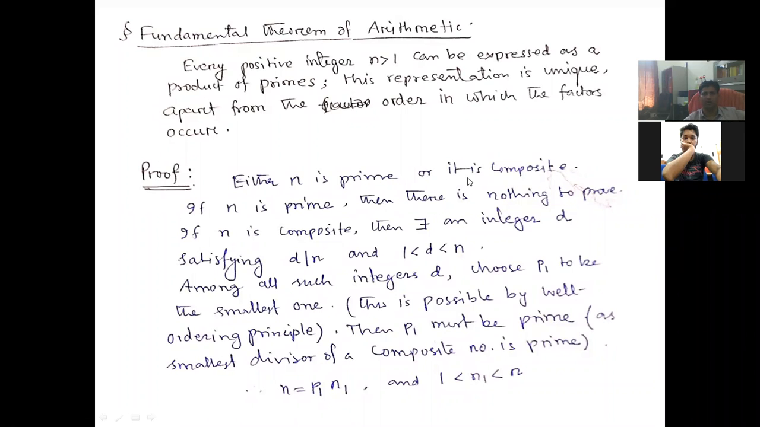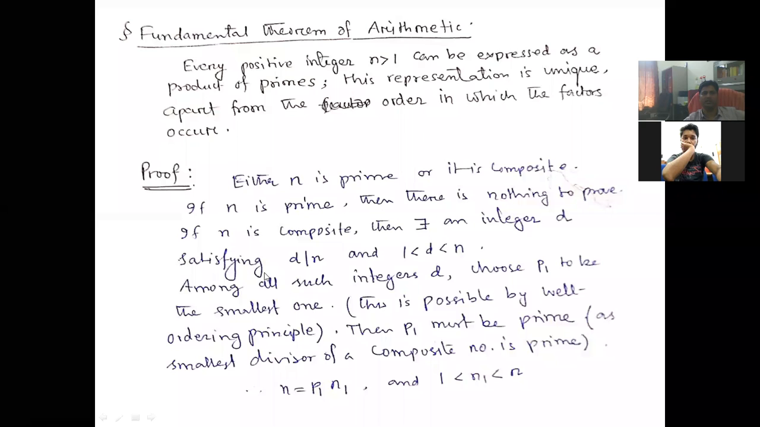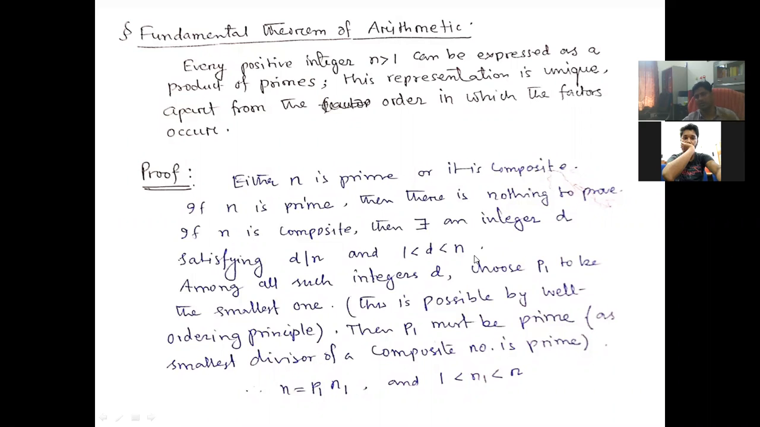So either n is prime or it is a composite number. Any number n greater than 1 has two options: either it is composite or it is prime. If n is prime, then there is nothing to prove. If n is composite, then there exists an integer d satisfying d divides n and 1 less than d. By that theorem, the smallest divisor of a composite number is d. So among all such integers d, choose p1 to be the smallest one. This is possible by the well ordering principle. Then p1 must be prime, as the smallest divisor of a composite number is prime.